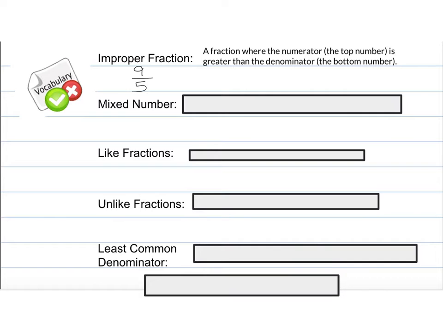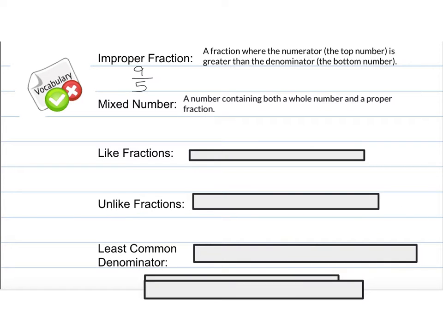A mixed number. A mixed number is a number containing both a whole number and a proper fraction. So for example, 2 and 1/4. The whole number along with a fraction. So generally greater than 1, but has a whole and some parts in it.